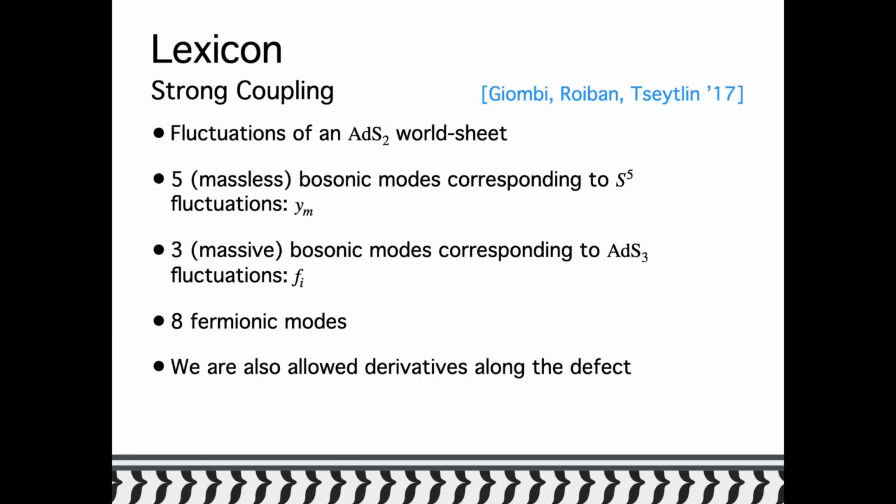Maybe I can make a comment. By the way, the remark that the three massive bosonic modes correspond to AdS3 is not correct. They are modes corresponding to directions in AdS5 which are orthogonal to AdS2. Sure. So to answer the question, yes, indeed, it's part of the expected correspondence.